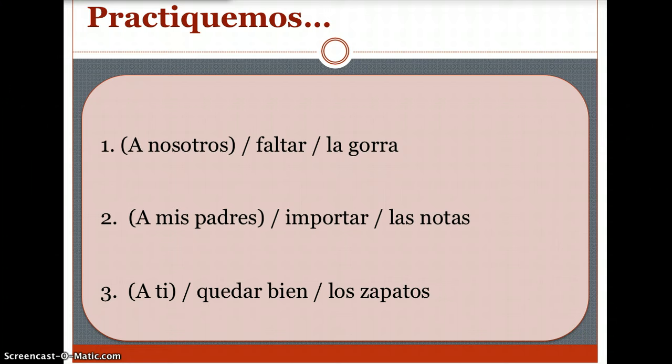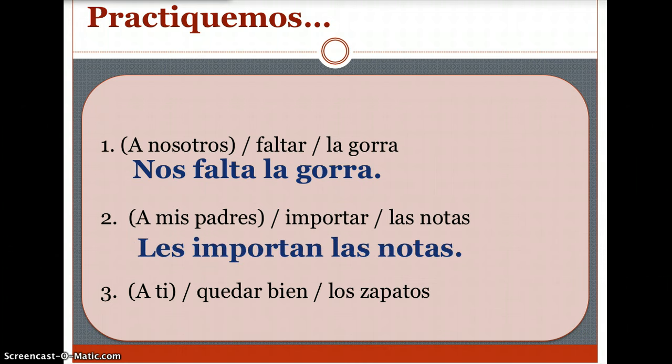Okay, go ahead and pause the video. I want you to do these practice problems on your own and then replay the video to check your answers. Remember, your verb like gustar agrees with the object that follows the verb. So if it is singular or an infinitive, faltar, importar, quedar, etc. will all be singular. If the object that follows is plural, then that verb will be plural. Okay, here we go. Nosotros falta la gorra. You may also write it, a nosotros nos falta la gorra.